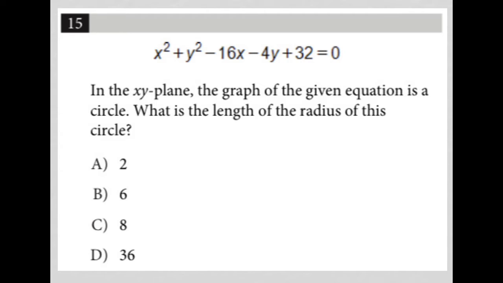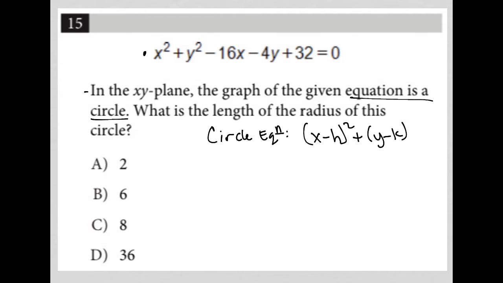So this question starts off by giving us this long equation here. It goes on to say in the xy plane, the graph of the given equation is a circle. So very important: what is the circle equation? The circle equation is (x minus h) squared plus (y minus k) squared equals r squared, where (h, k) is the center of the circle and r represents the radius of the circle.